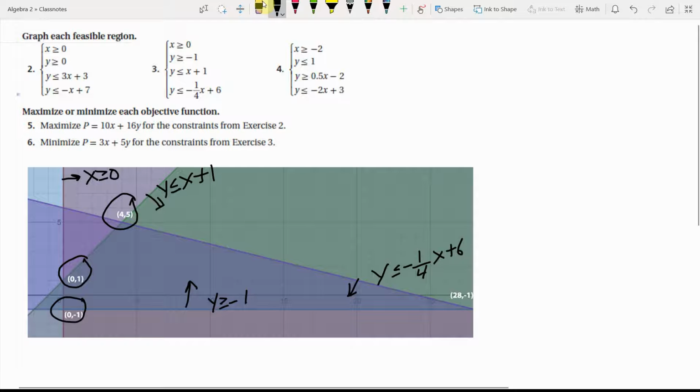Well, we have two equations. We have y is less than or equal to x plus 1, and then we have y is less than or equal to -1/4 x plus 6. So when we find the intersection, we don't care about the inequalities, we just want to find where they're equal. So we'll just go y equals x plus 1, right? And then the next one, y equals -1/4 x plus 6.